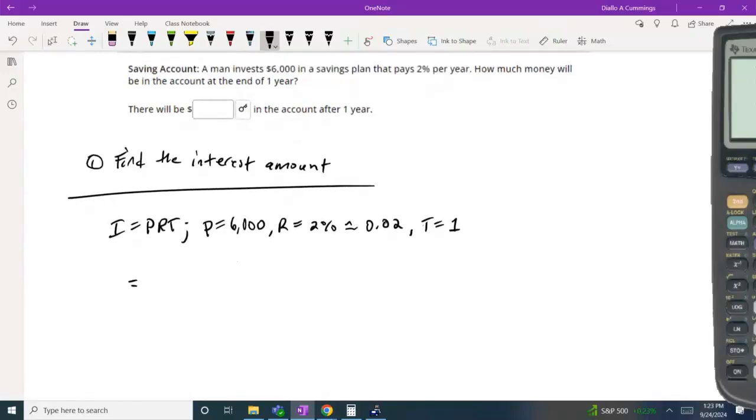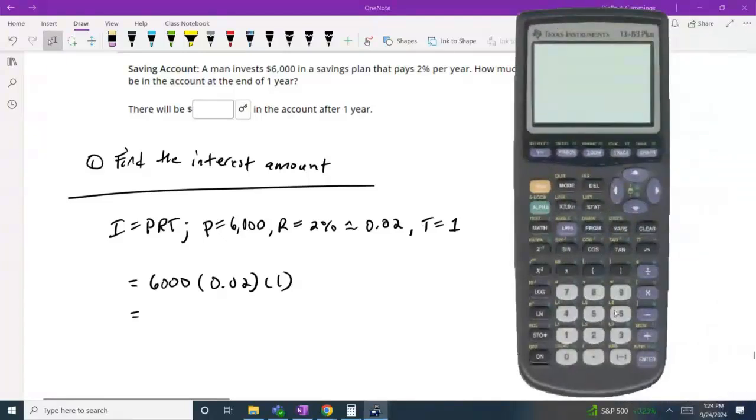All right, so we're going to calculate the interest. So that's 6,000 times 0.02 times 1. And I believe that should give us 120. So it's $120 of interest.